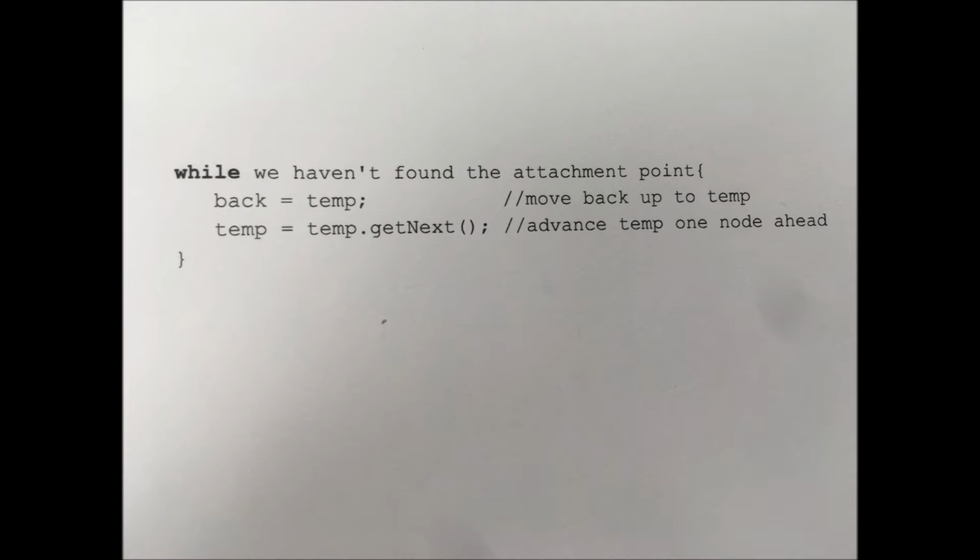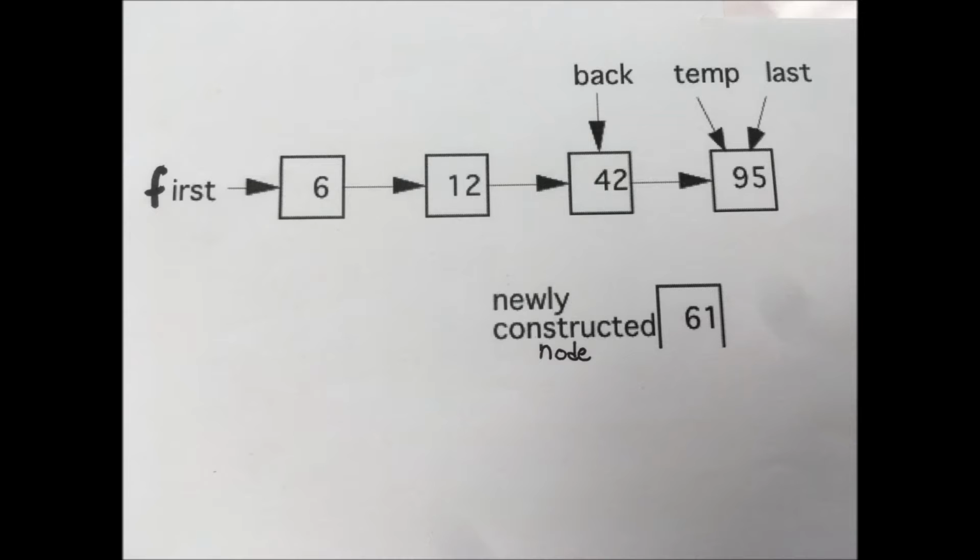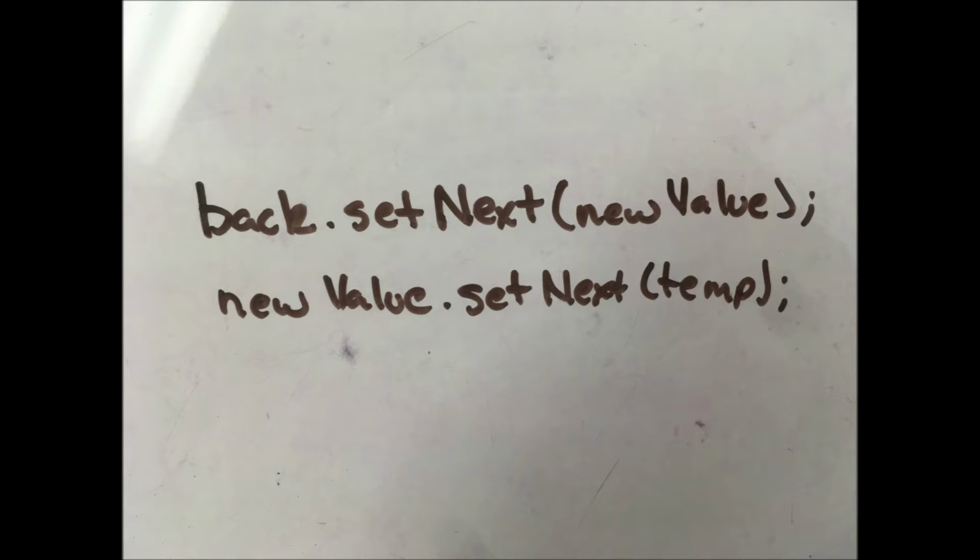Finding the attachment point involves a search. The pointer temp starts at first and is moved through the list until it is just past the insertion point. The pointer back trails the temp by 1 position at each step of the search. This is the position of our pointers at the end of the search. The new node needs to be placed between back and temp. If we call this new node new value, then inserting it into the list will consist of the following steps.